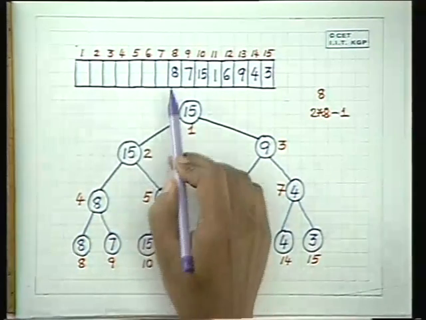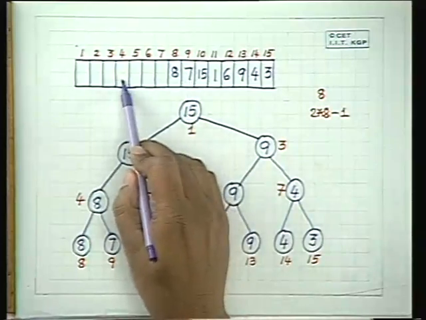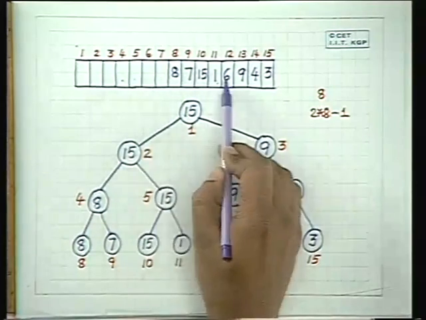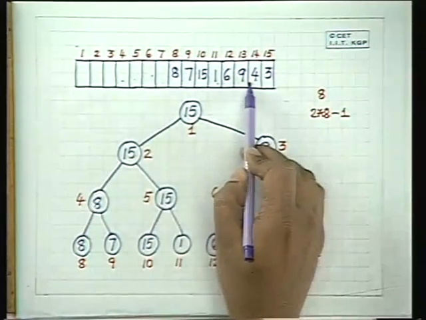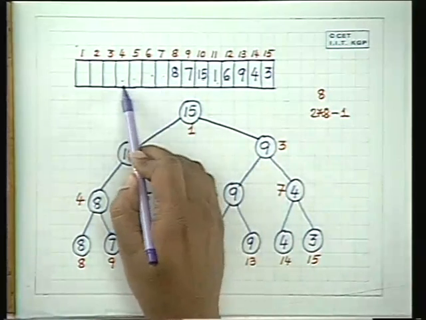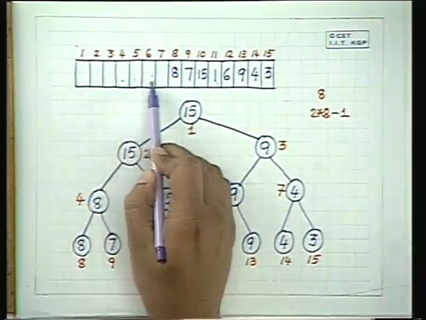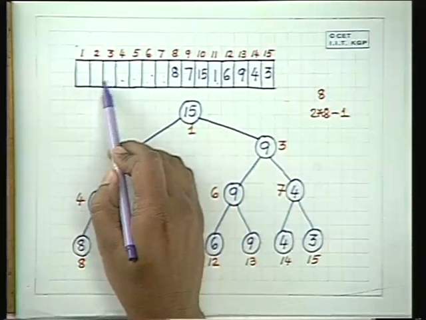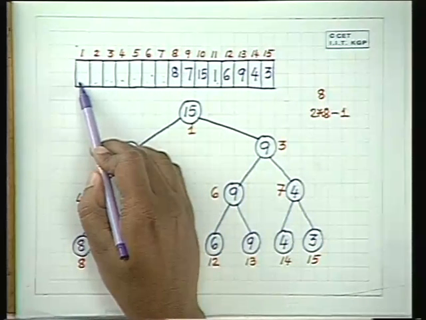And then what we can do is compare these two and put it here, compare these two, put it here, compare these two, put it here, compare these two, put it here. And then do from here to here, compare these two, put it here, compare these two, put it here, and then compare these two and put it here.